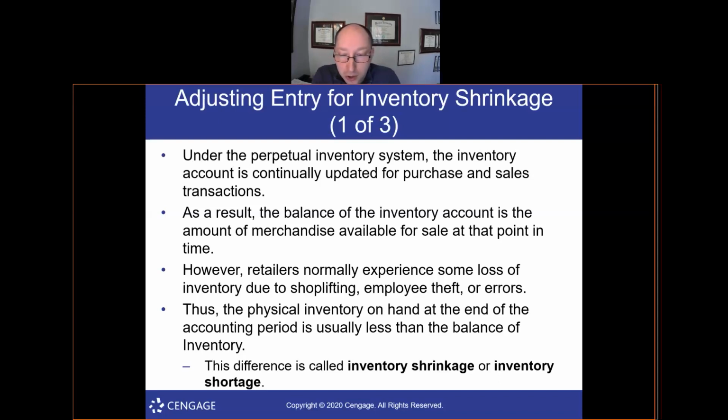Adjusting entry for shrinkage. If you hear the word shrinkage, breakage, or shortage, it means either theft, or something got broken, or something got returned. Inventory shrinkage means the inventory disappeared, whether from shoplifting or some other theft or employee error. Sometimes the employee forgot to enter it into the inventory. As a result, we have to account for inventory that's missing.